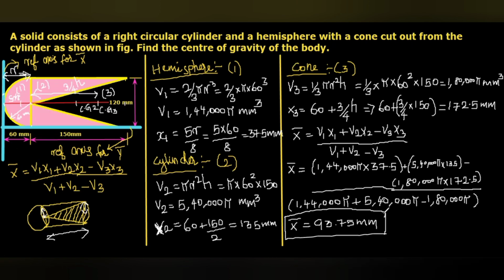So here you can see hemisphere and cylinder have to be added, the portion of the right circular cone has to be removed. I hope you all understand the numerical we discussed in this video.